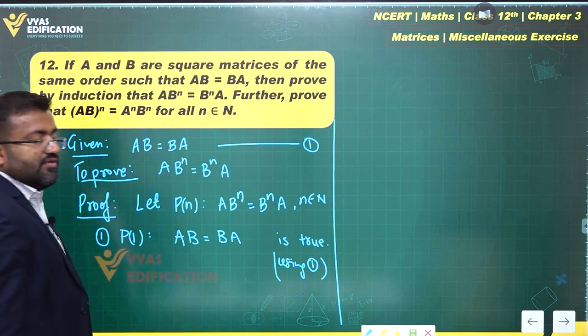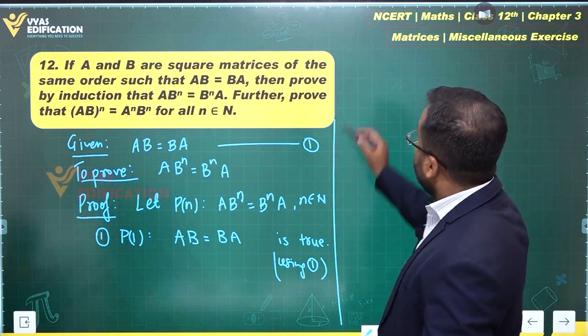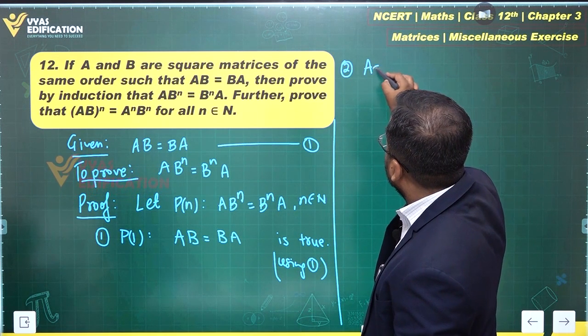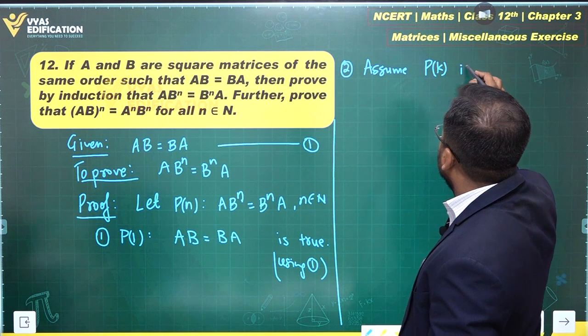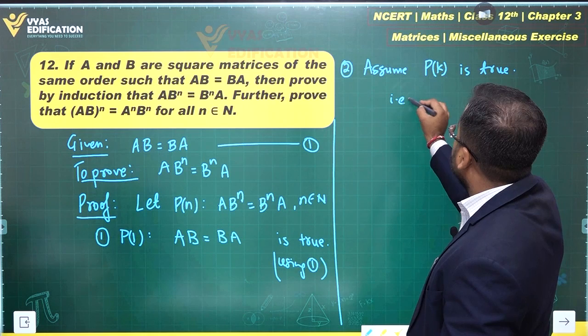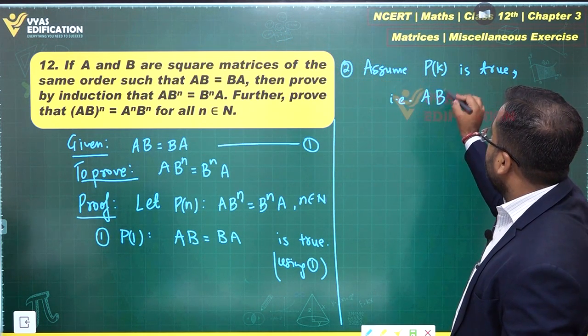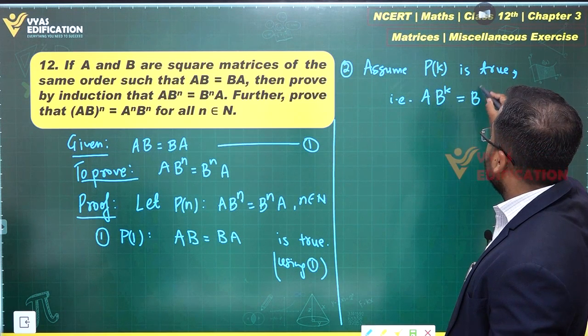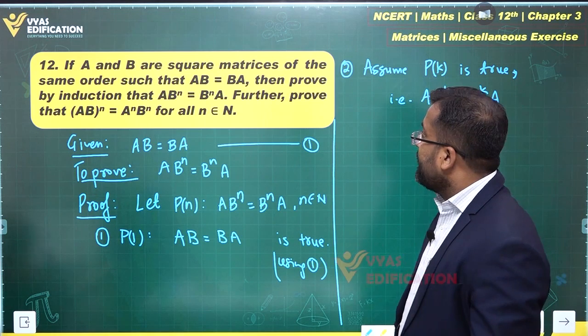Right? Using equation 1, this statement is true. That's not an issue, right? P1 is true. Okay. Second step, assume Pk is true. That implies that (AB)^k is equal to B^k times A. That's what we have, right?